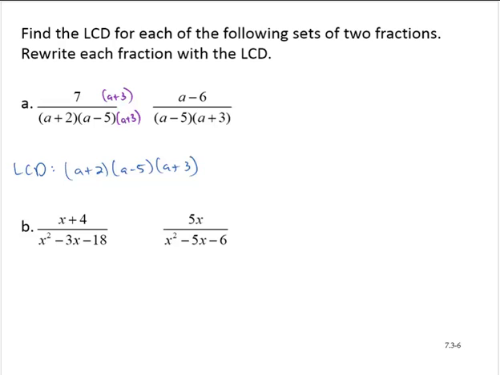In the second fraction, I say to myself, what's missing? I have the a minus 5 and the a plus 3. I need the a plus 2. I multiply by a plus 2, and I need to multiply that entire a minus 6 by a plus 2.